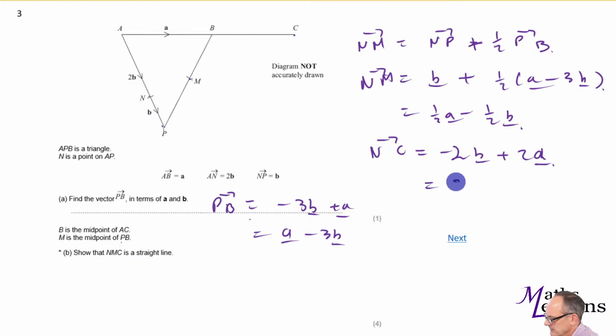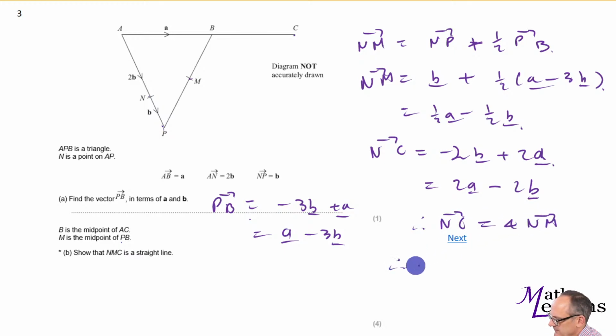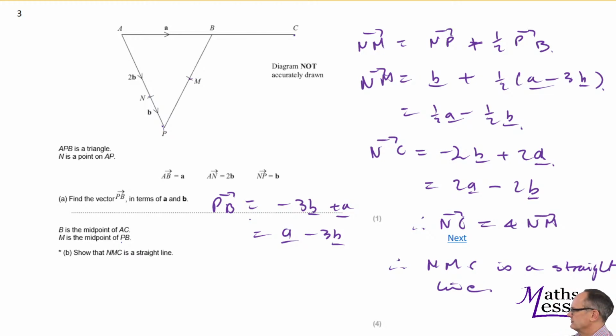So we rewrite that in order just to make it easier to visualize what's going on. And you notice that this is 4 times this. And I've forgotten my minus sign. That's 2 mistakes in one question. Going well. So this one is going to be 4 times that. So therefore, NC is equal to 4 times NM. Therefore, what we've got, NMC is a straight line. And you might see this written in some questions as show that they are collinear. Collinear also means they're all on the same straight line. Right. Hope you enjoyed that one.